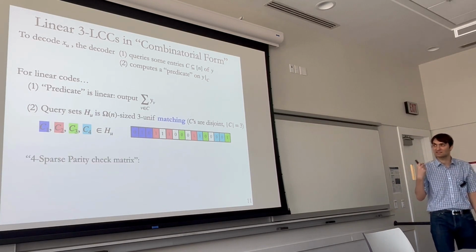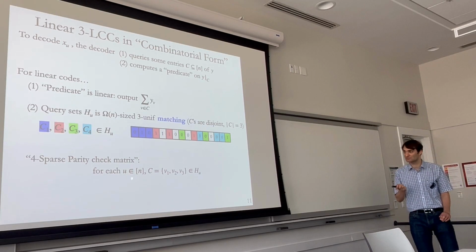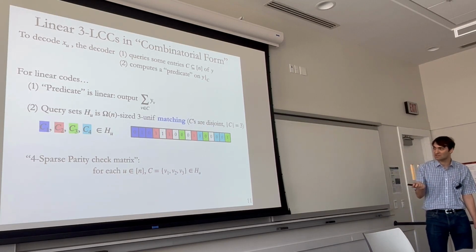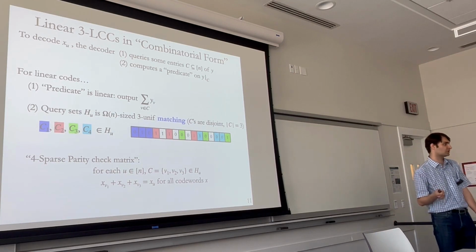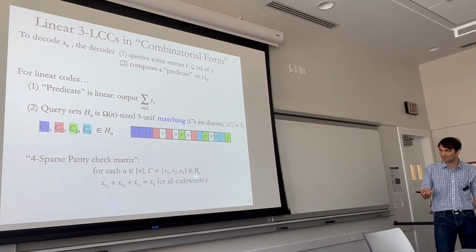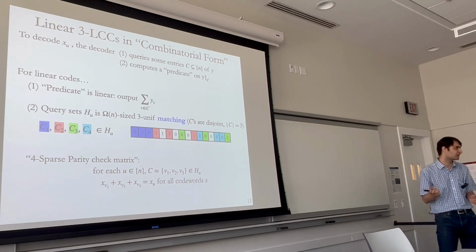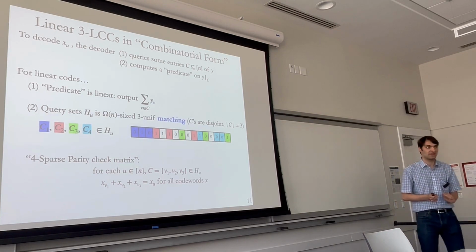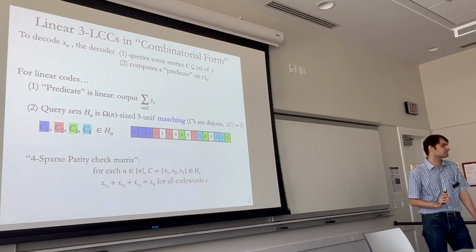Another way to view this is by saying I'm specifying the parity check matrix of the code, and I'm saying it has a 4-sparse parity check matrix, where basically what I do is for each choice of this u and each c in h sub u, I get the equation x sub v1 plus x sub v2 plus x sub v3 equals x sub u for all code words x. So you can think of the code as being defined by these hypergraphs h sub u, and then my code is simply the set of vectors x that satisfy all these equations when I put them together. And then k is the dimension of the subspace, which is the dimension of the kernel of this matrix when I fill in the entries appropriately. Okay?